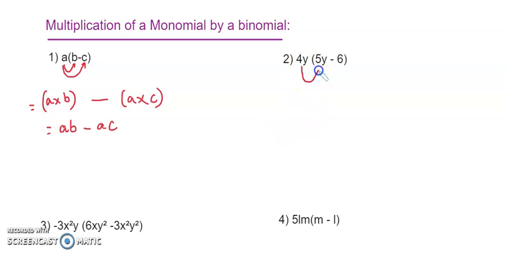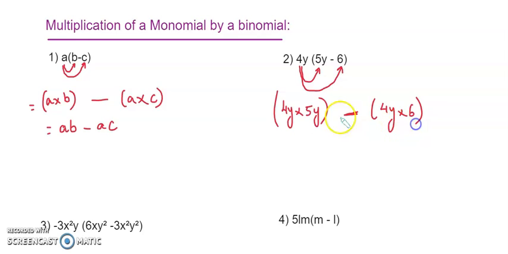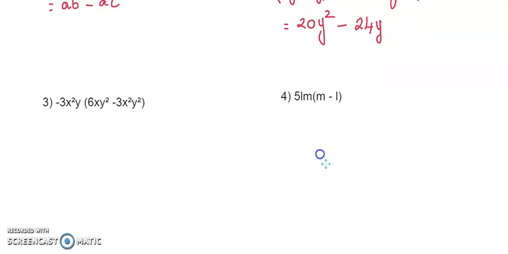The 4y has to be multiplied with 5y and the 4y has to be multiplied with 6. So where will the sign go? You have to keep it outside like this. So 4y multiplied by 5y, same way 4y multiplied by 6. So 4 into 5 is 20, y into y is y square, minus 4 into 6 is 24, and then simply y. So that's the answer, right? Let's go for more difficult questions.